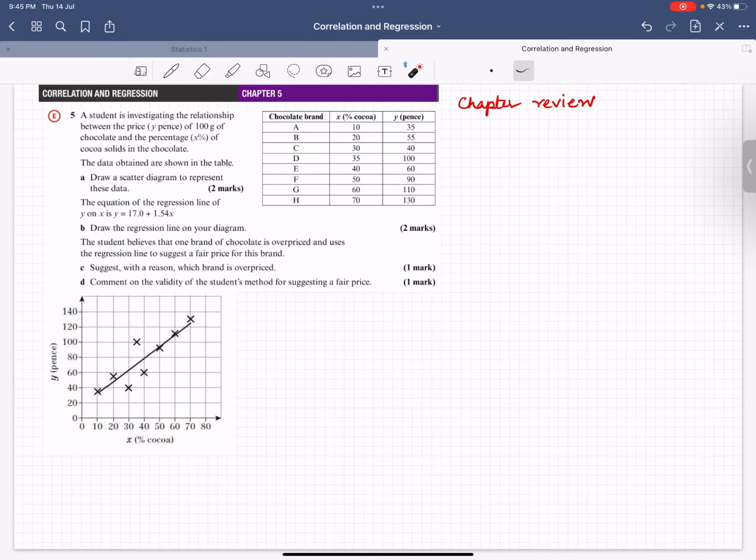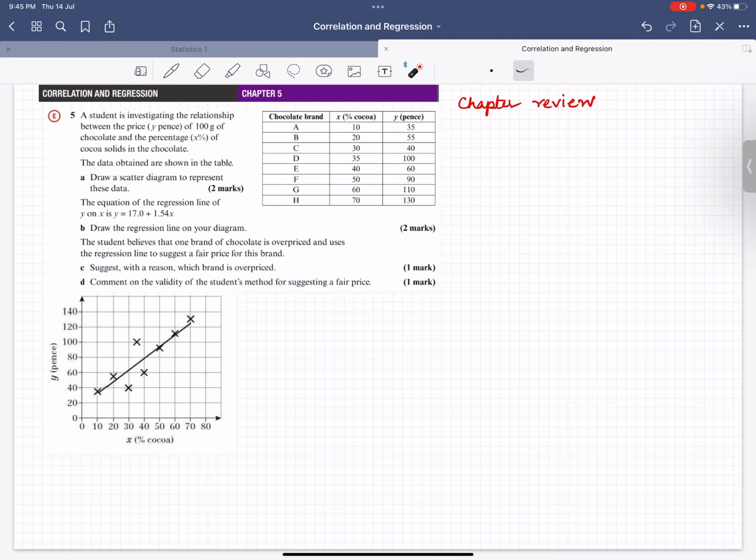Chapter review question number 5. A student is investigating the relationship between the price y pence of 100 grams of chocolate and percentage x of cocoa solids in the chocolate. Let's look at the table. We have the percentage of cocoa in a chocolate and hence its price calculated.